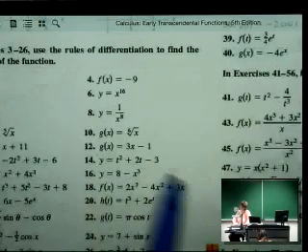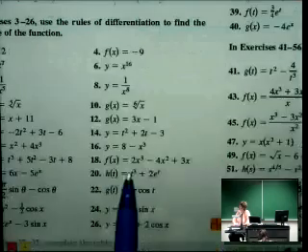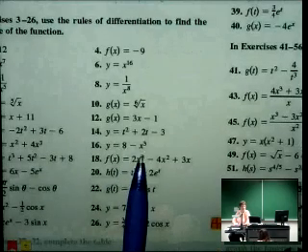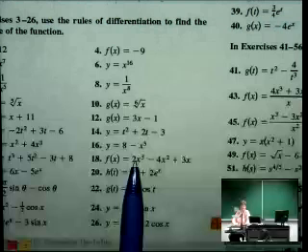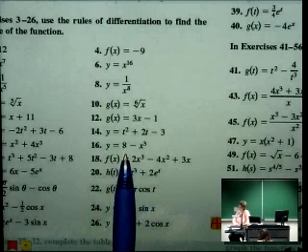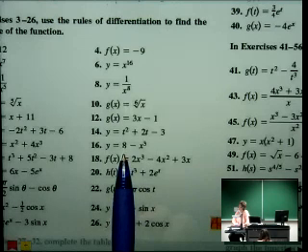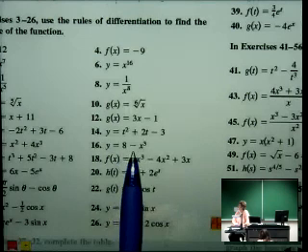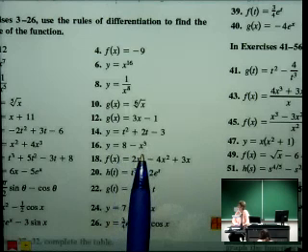Number 16. Can you imagine last night finding the derivative of that by the definition? Which one? Number 16. It would have been ugly. But now you know that derivative just by glancing at it is what? Derivative of 8 is, we'll just say, derivative of 8 is 0, and the derivative of negative x cubed is negative 3x squared. And number 18, look how easy this is. What's the derivative of number 18?